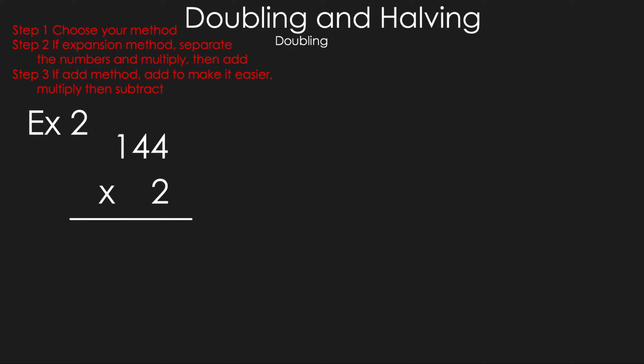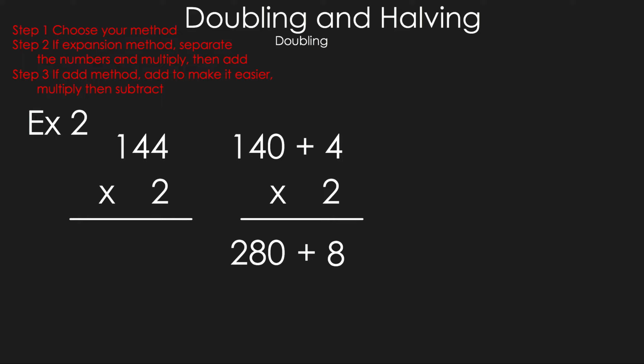Now we have two more examples of doubling, and then we're going to do some halving. So let's go ahead and expand. You can expand however you want, but I think expanding like this is a little bit easier than the other way, but it's up to you. 4 times 2 is 8. 140 times 2 is 280, and you get 288.